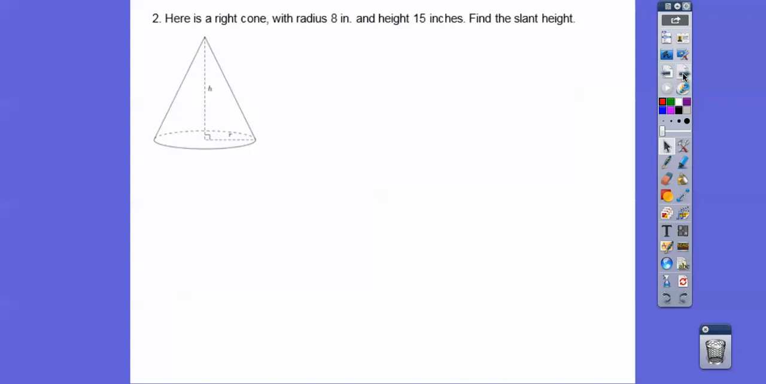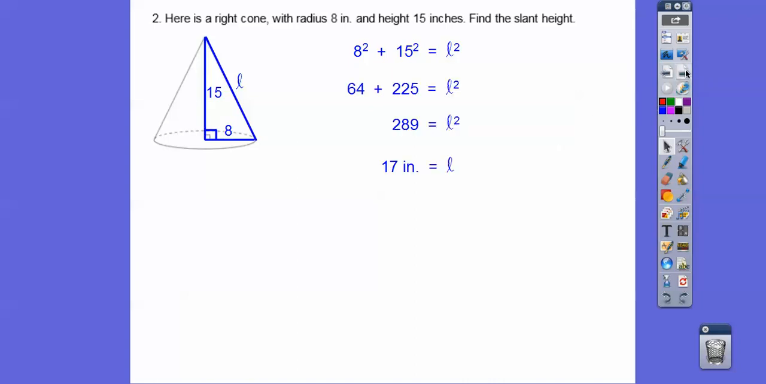Okay, so here we have a right cone, has a radius 8, height 15. Find the slant height. The slant height is the hypotenuse right here. So 8 squared plus 15 squared equals L squared, and that's an 8, 15, 17 right triangle. So anyway, if you have trouble doing that, then just crank out the math.